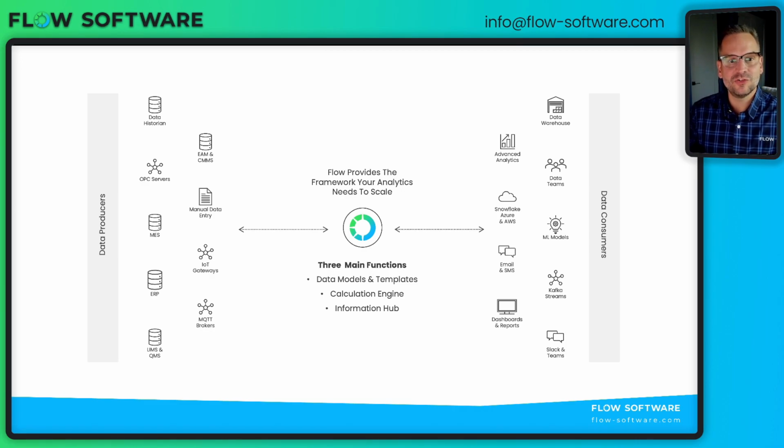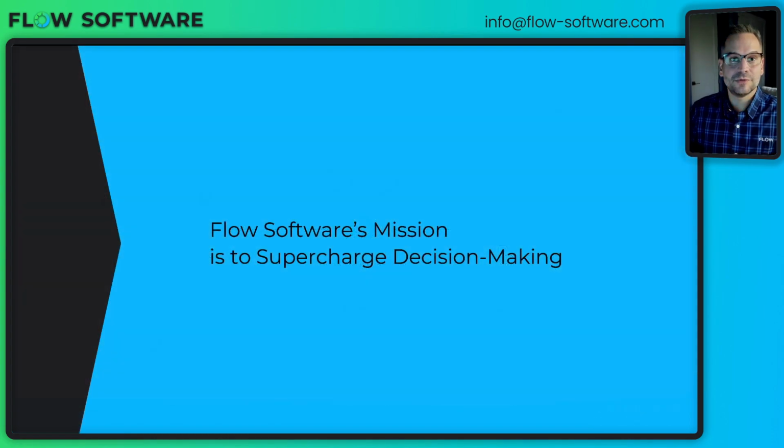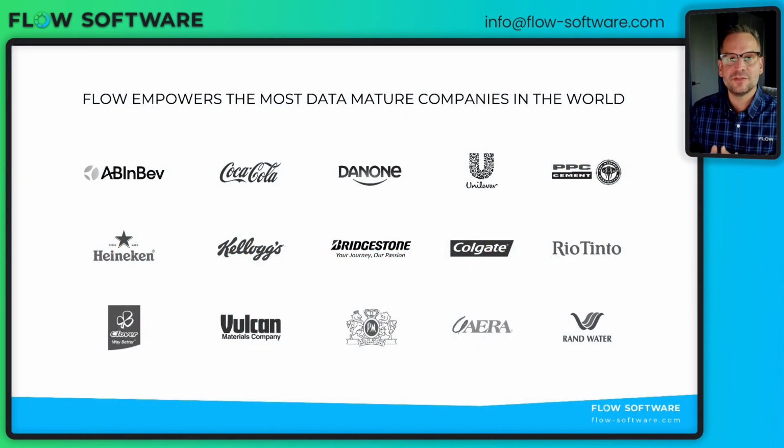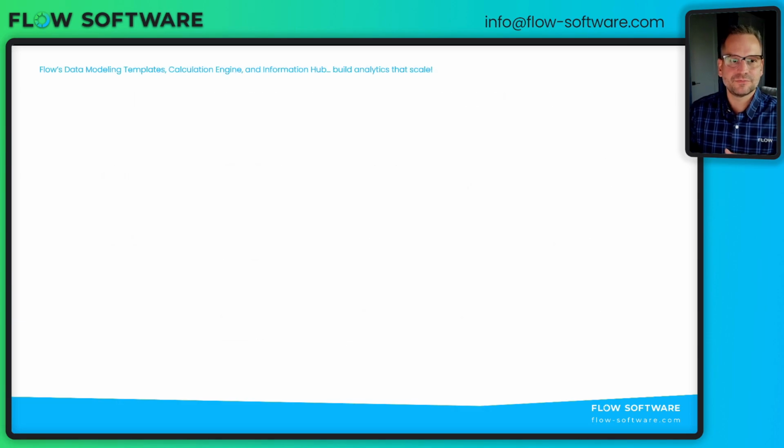So Flow's solution is really focused around 3 things. 1 part, data modeling and templating. 1 part, the performance or the running and execution of all of the calculations that you need. And then 1 part, distribution or information hub. Our mission is simple. We want to supercharge your decision making. It's worked for companies all around the world of all sizes, and we know it'll work for you. Let me show you exactly how we do it.